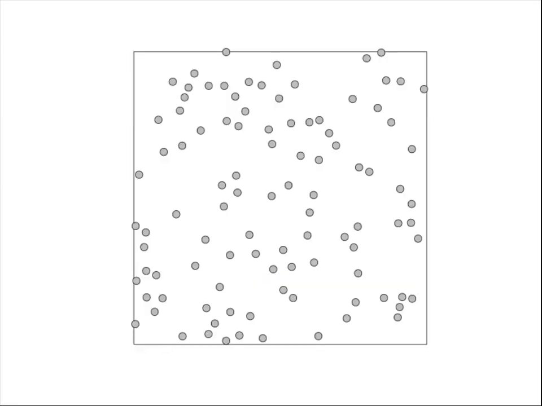Let's go back here for a second. Imagine we had a perfect grid, and we started expanding a circle from one of the points.